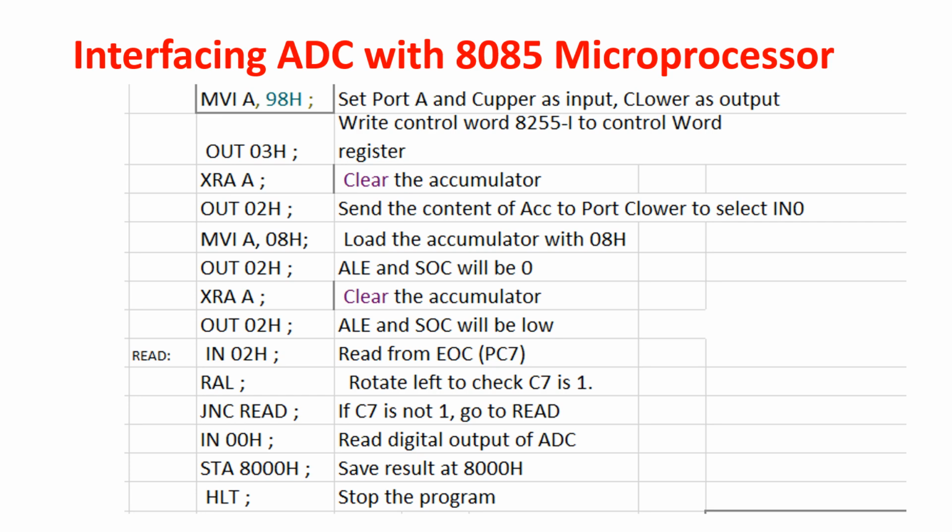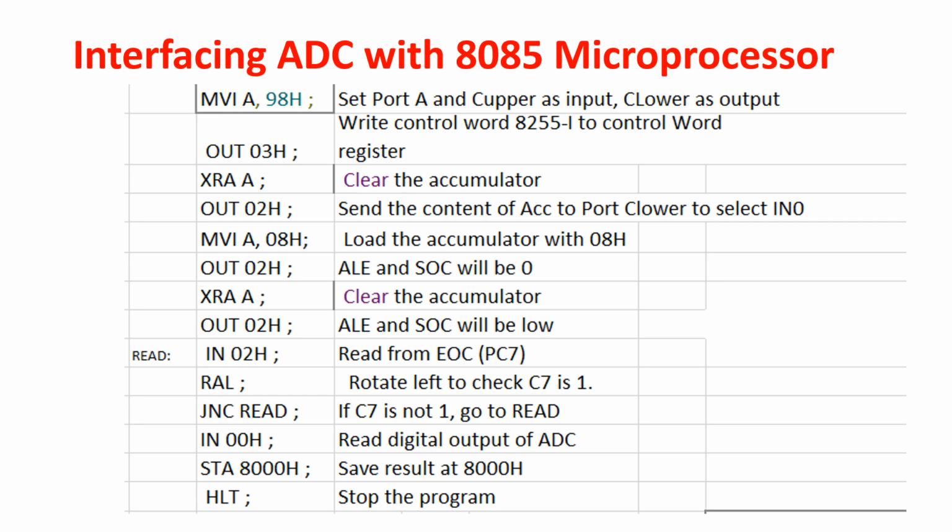XRA A, clear the accumulator. OUT 02H, send the content of accumulator to port C lower to select input 0. MVI A, 08H: load the accumulator with 08H. OUT 02H: ALE and start of conversion signal will be high. XRA A, clear the accumulator. OUT 02H: ALE and start of conversion signal will be low.